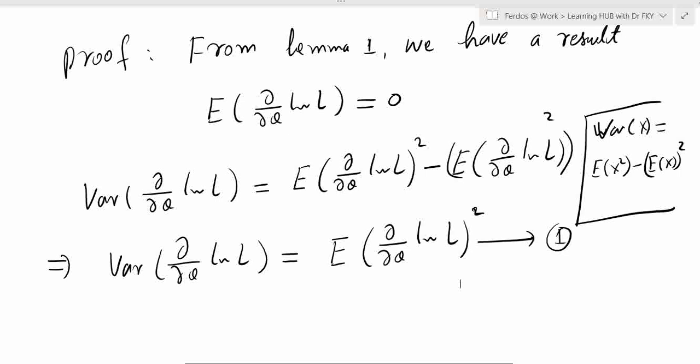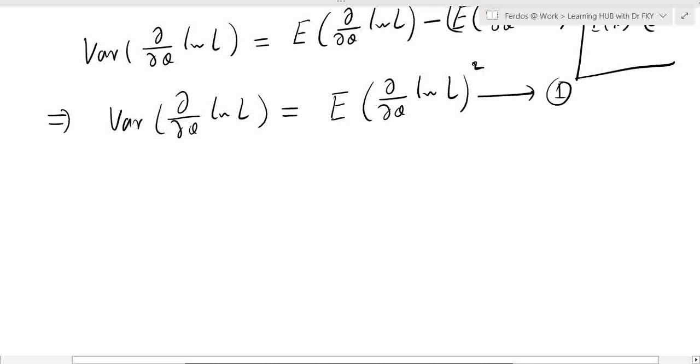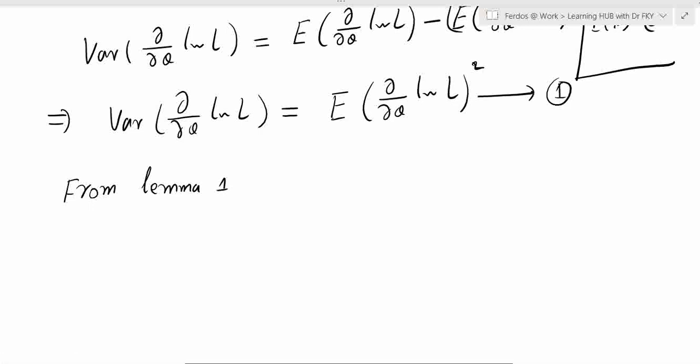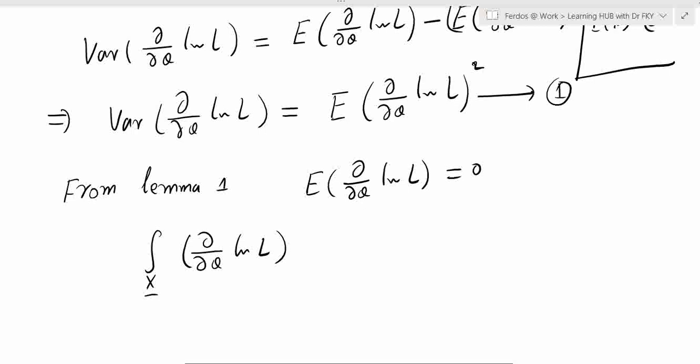Again from lemma 1, lemma 1 is very helpful in this case. From lemma 1, we know that the expected value of the partial derivative of natural log L is equal to 0. This means that, we need to go back, the integral of the partial derivative of ln L dx is equal to 0.